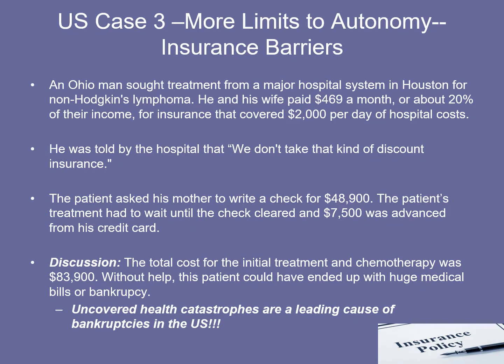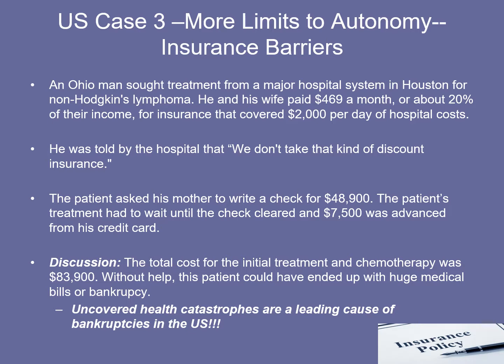This case describes a major limitation to autonomy in this country, and unfortunately a phenomenon that's occurring with increasing frequency. In this particular instance, an Ohio man sought treatment from a major hospital system in the southern United States for lymphoma. As it turns out, he and his wife actually had a less expensive policy for health insurance that did not provide very good coverage. He was told by the hospital system from which he was seeking treatment that they didn't take that kind of discount insurance.